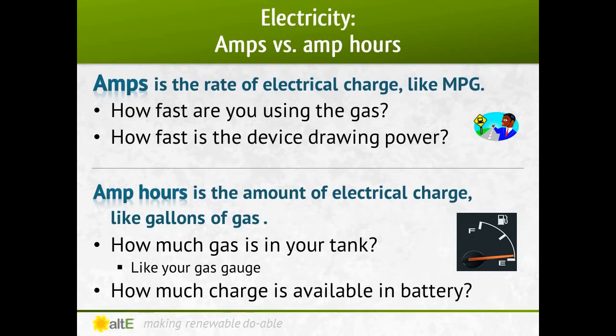Amp hours is the amount of electrical charge, like gallons of gas. How much gas is in your tank? Your gas gauge tells you that. Deep cycle batteries, the type used in solar systems, are rated in both volts and amp hours. This tells you how much power the battery can store.